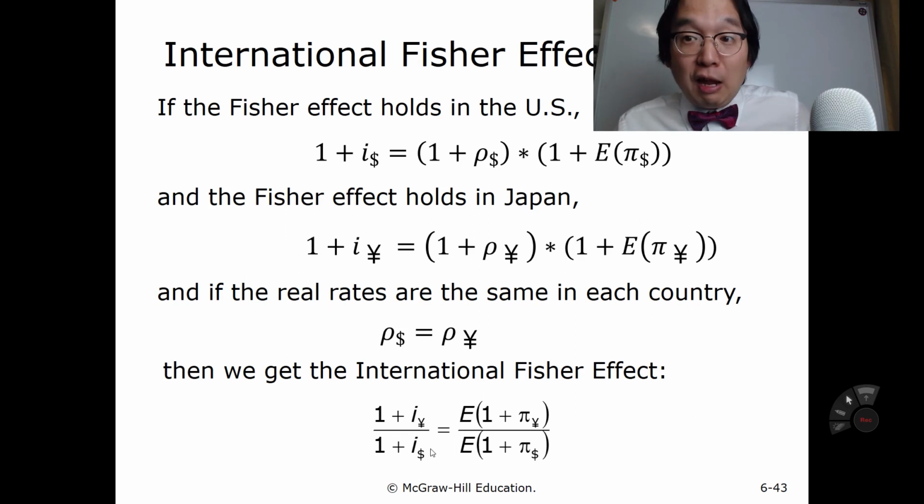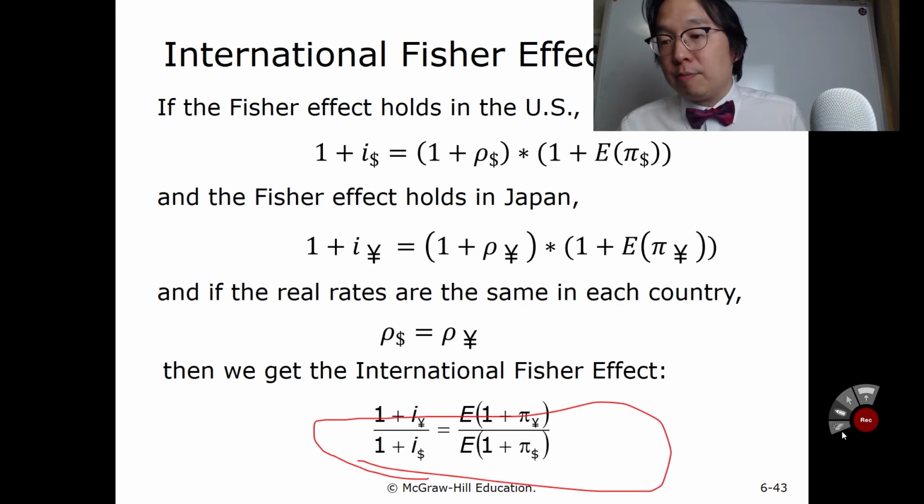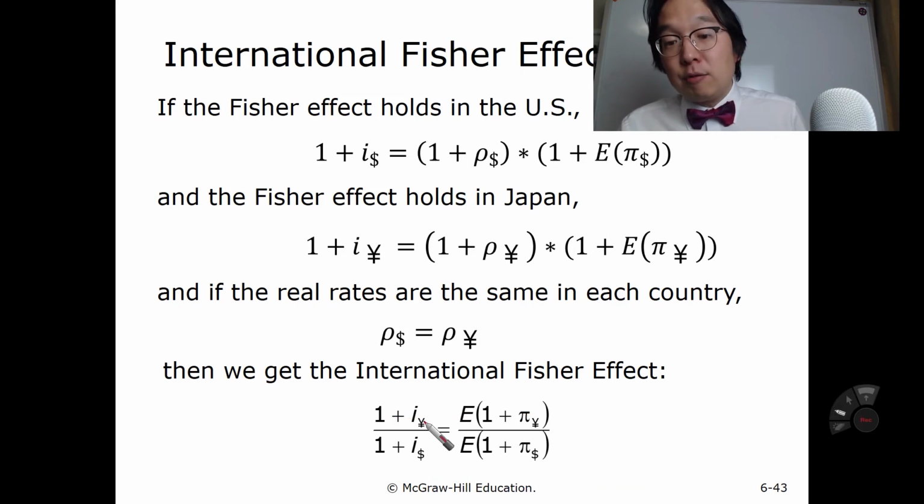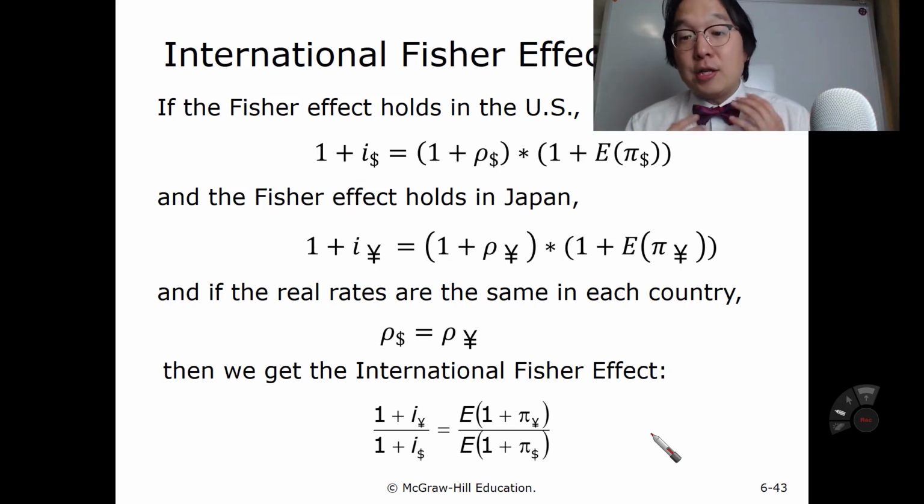So this is what we've seen before in previous slides, right? 1 plus the interest rate of your currency over 1 plus the interest rate of the foreign currency should be equal to 1 plus the expected inflation rate of your currency over 1 plus the expected inflation rate of the foreign currency. Right? So this has to hold, right?